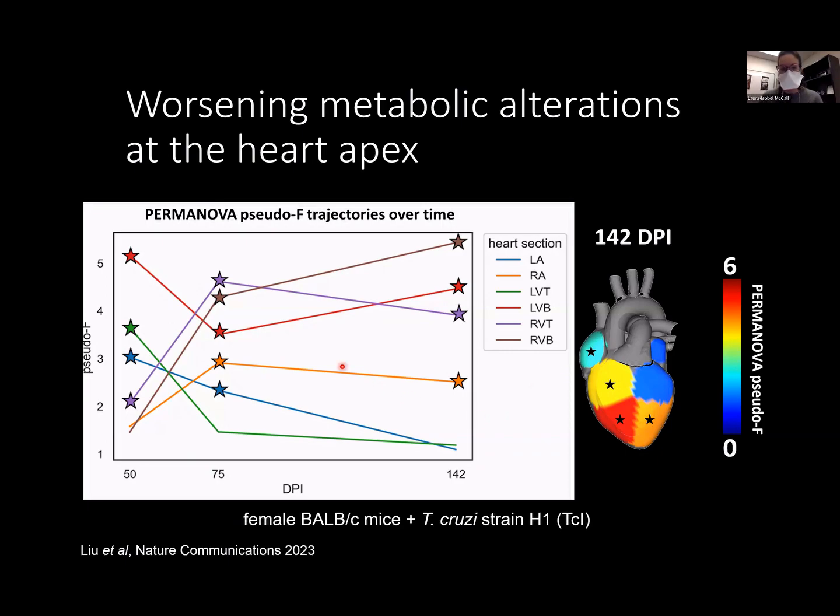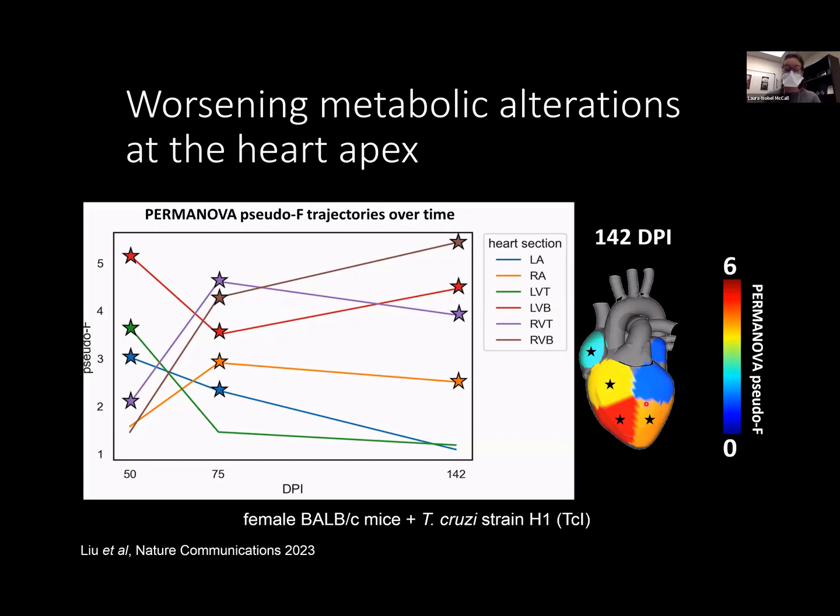What I want you to look at is the slopes here as we transition from 75 to 142 days. For 4 of the segments, the slopes are going down. And so that means that the magnitude of metabolic perturbation, so the impact of infection on metabolism at those 4 segments, is decreasing as you transition to late chronic stage. But for 2 of them, the slopes are increasing, so things are getting worse, more metabolic perturbation. And those 2 segments where we see an increase, those are the bottom segments of the 2 ventricles.